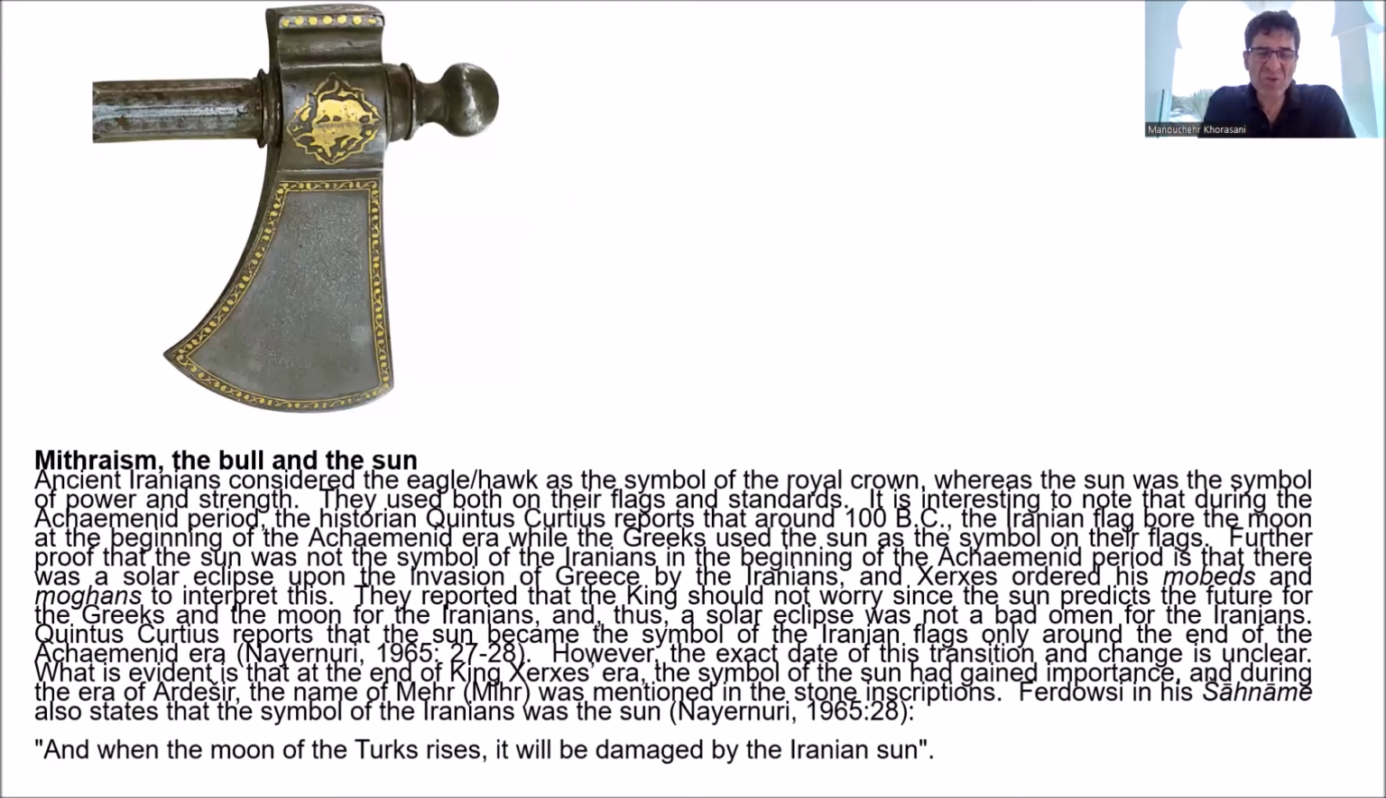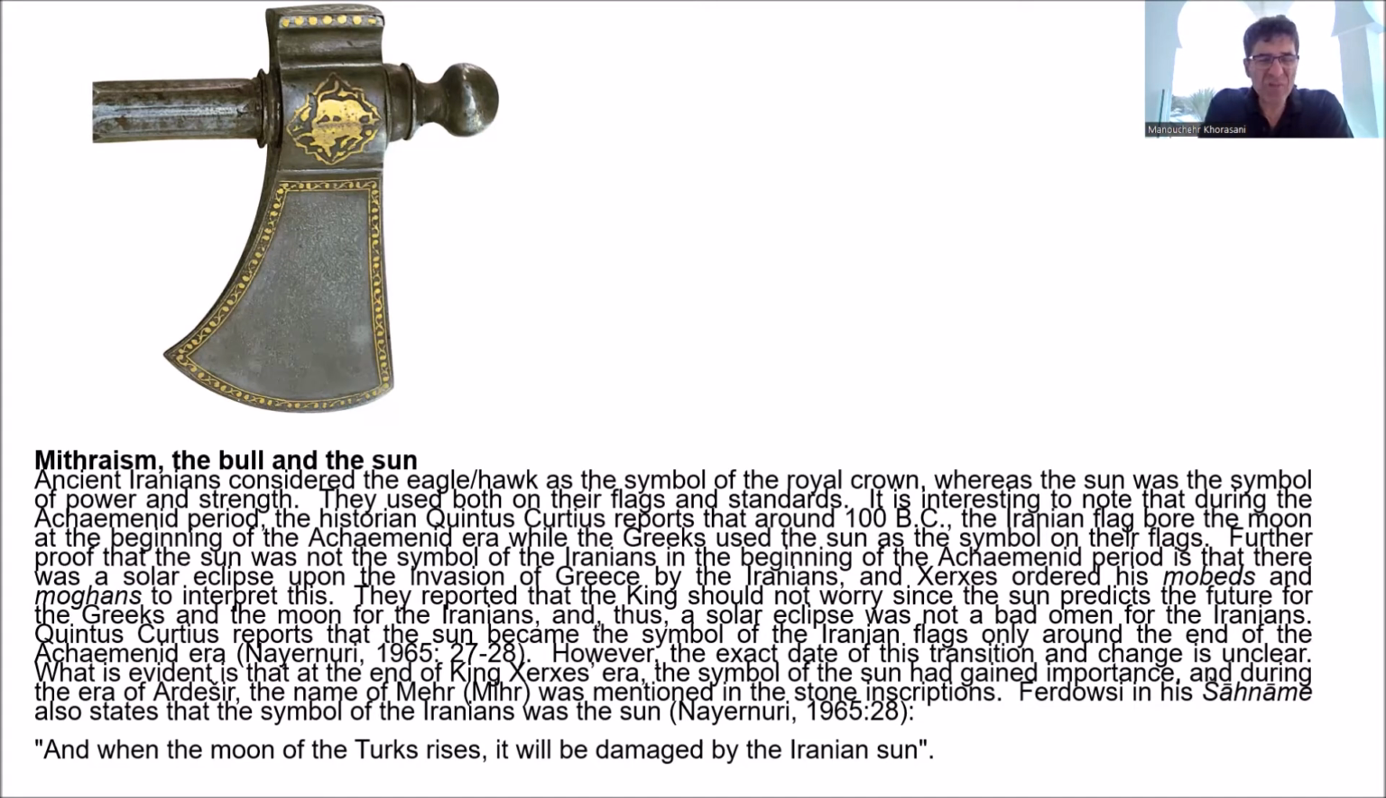Now let me just go to Mithraism, the bull, and the sun. Ancient Iranians considered the eagle or hawk as the symbol of the royal crown, whereas the sun was the symbol of power and strength. They used both of these images on their flags and standards.